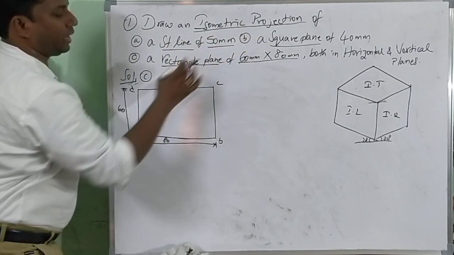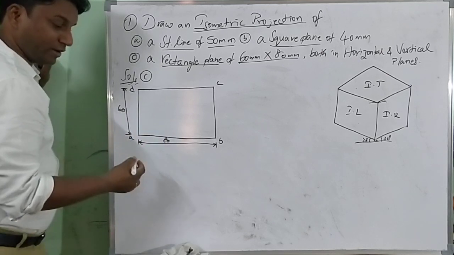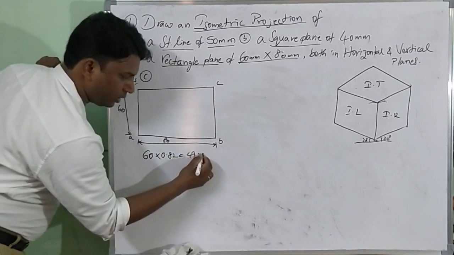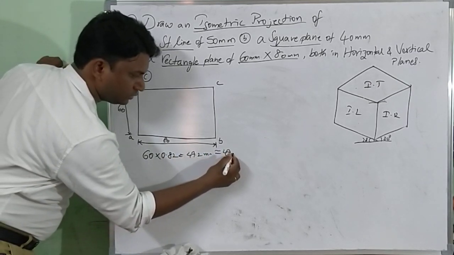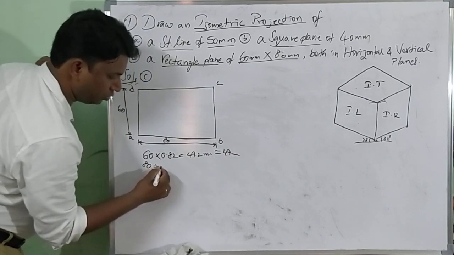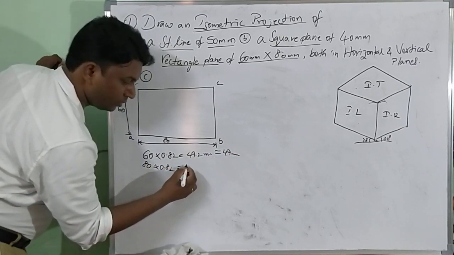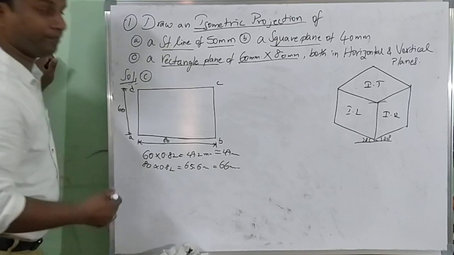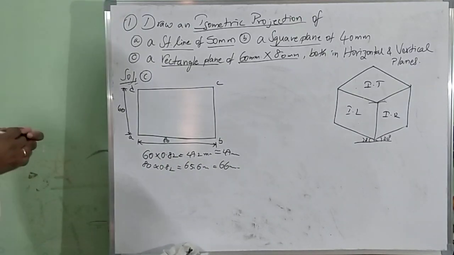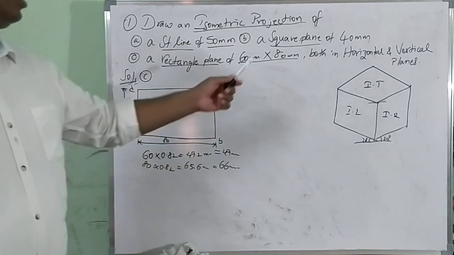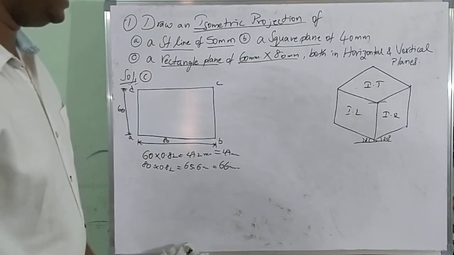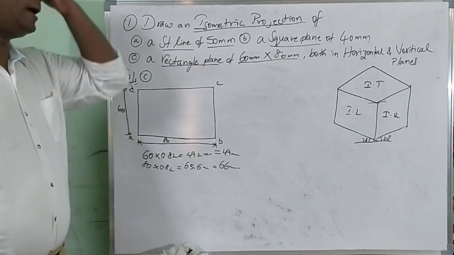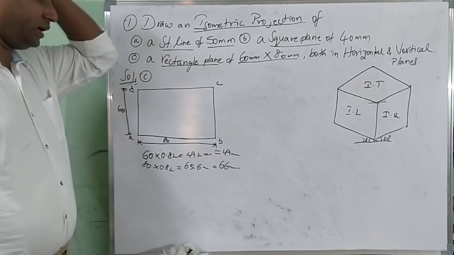Now for the isometric projection, I have to reduce these dimensions by the scale factor: 60 into 0.82 is 49.2 mm, approximately 49 mm. Now 80 into 0.82 is 65.6 mm, approximately 66 mm. Now coming to this, both in horizontal and vertical planes, right? As I said previously, for the square we drew one iso top for horizontal. Now for vertical planes we use iso left and iso right.